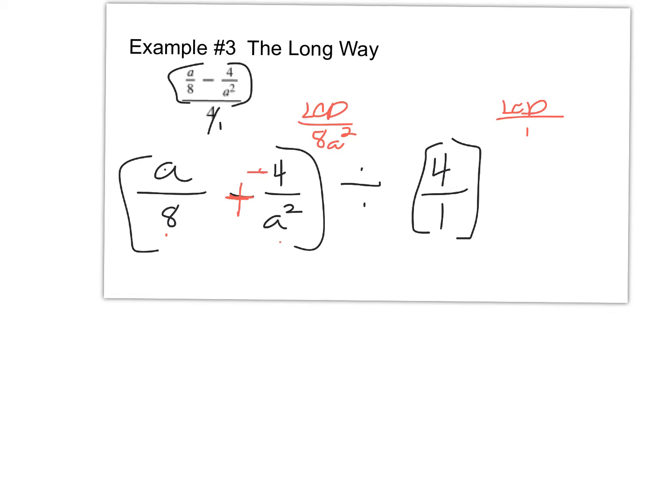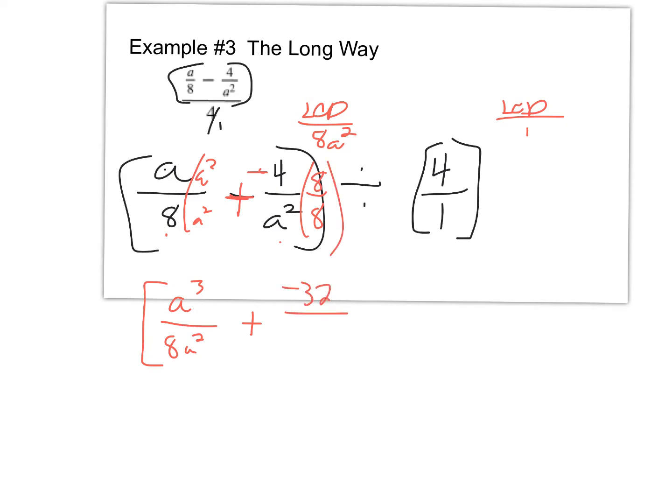All right, so let's create the common denominator. This needs a squared. So we're going to have a cubed over 8a squared plus. Now this needs 8s. That's going to be negative 32 over 8a squared divided by, now here it's just 1, so I don't have to do anything, so 4 over 1.